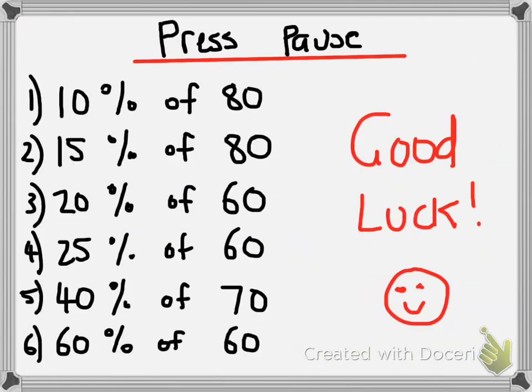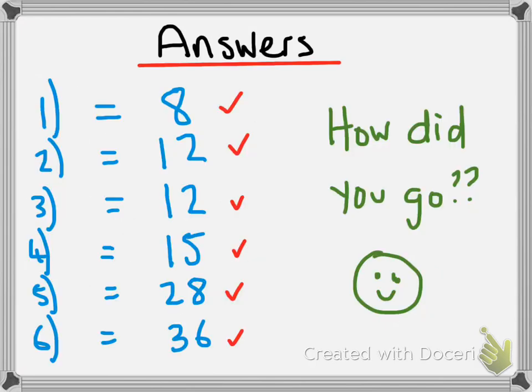So why don't you press pause after this and try these percentages: 10% of 80, 15% of 80, 20% of 60, 25% of 60, 40% of 70, and 60% of 60, and use the 10% method and see how you go. Good luck. So how did you go? Here's all the answers to the questions before. I hope you got 100%.